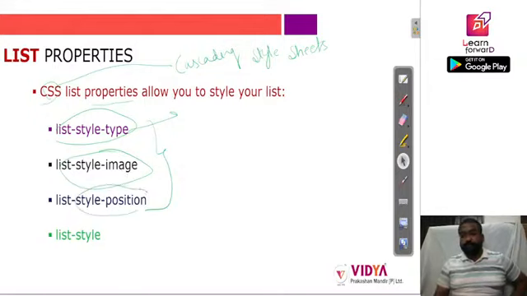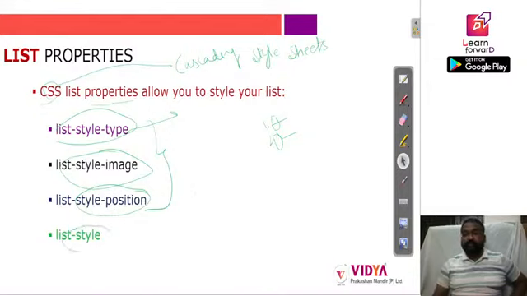Then we have position, that is outside or inside. That means generally when you write the item, there would be a particular space, then your item would be there. But if you want to provide some space between the number and that particular item, for that we use this list style position.